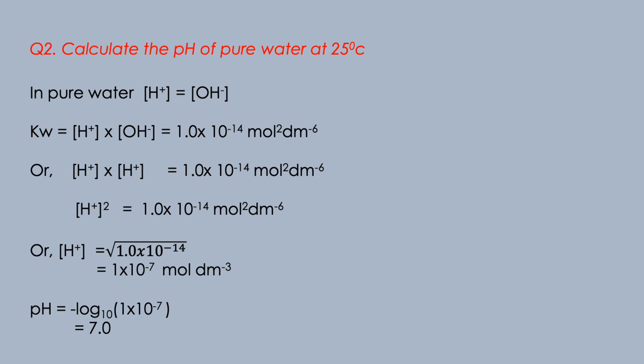To find the concentration of H+ ion, we take the square root of 1 x 10^-14, which gives a value of 1 x 10^-7. Using the formula, pH is equal to minus log of H+ ions. Substituting the value of H+ ions, we get the pH of water. pH is equal to 7 at 25 degrees.